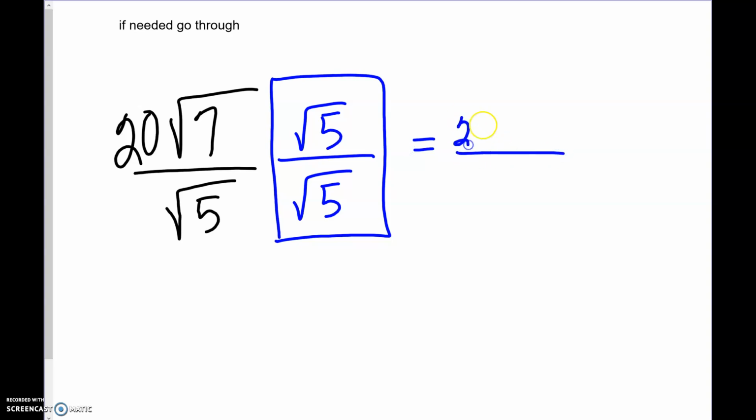So on the top I have 20, and then 7 times 5 is 35. And on the bottom, the square root of 5 times the square root of 5 is 5. Now there are no perfect squares in the square root of 35, so that can't simplify at all. Sometimes it does, but 20 divided by 5 is 4, so this is 4 root 35.